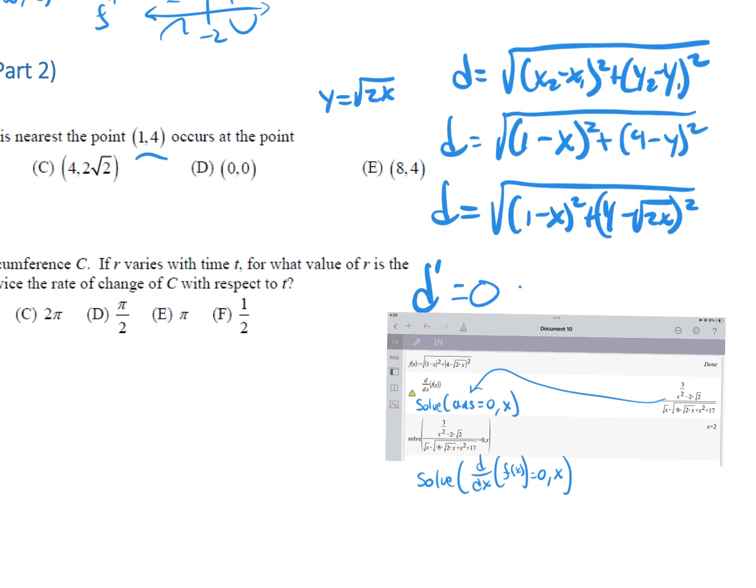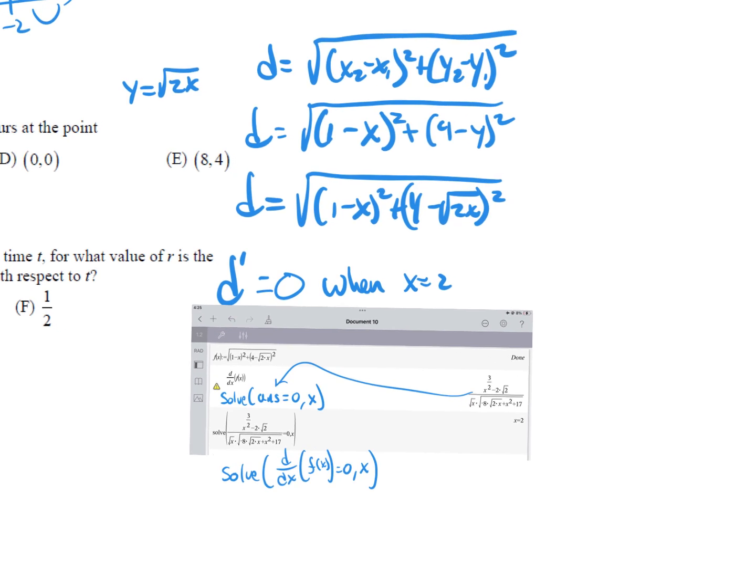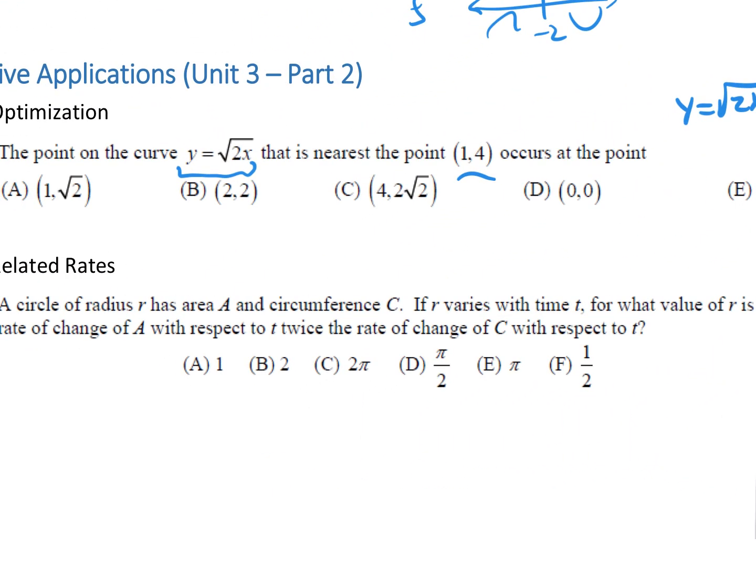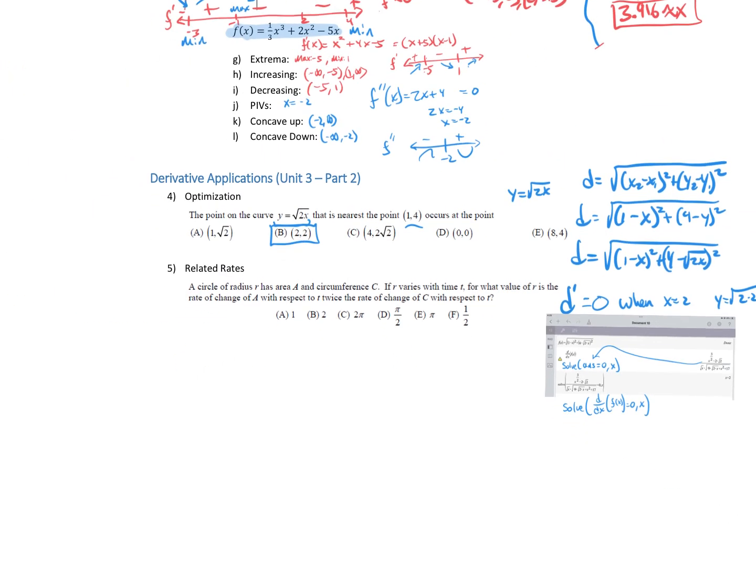So when x equals 2, and if we plug y in there, y equals the square root of 2 times 2, which is the square root of 4, which is 2. So that gives us the point (2, 2). Good for ballet, too. All right, cool.